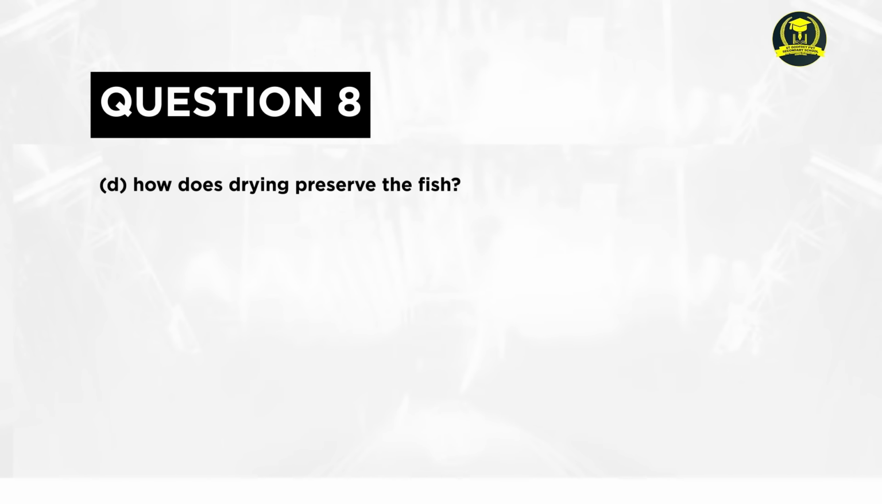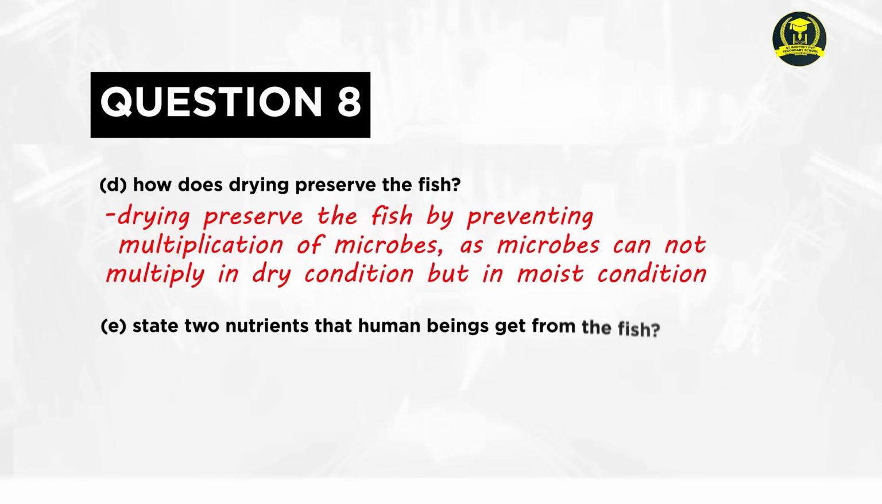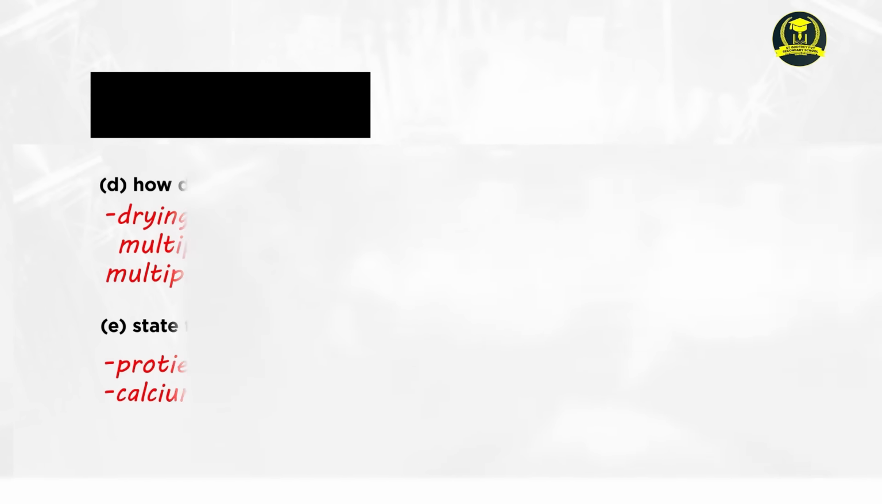How does drying preserve the fish? Drying preserves the fish by preventing multiplication of microbes, as microbes cannot multiply in dry condition, but in a moist condition. State 2 nutrients that human beings get from the fish. These are proteins and calcium.